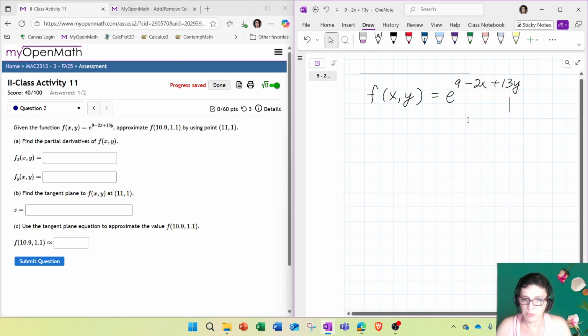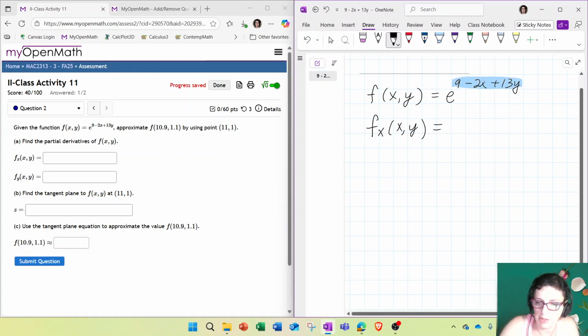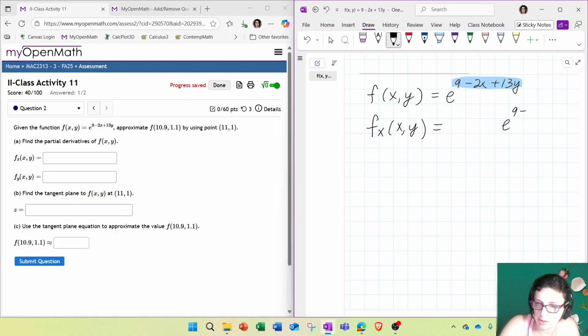The first thing we have to do is find the partial derivative, okay? So we're going to take the partial derivative with respect to x of e to the power 9 minus 2x plus 13y. Now here we have to use the chain rule. So e to the something, how do we take the derivative of e to the something? Well, e to the something is the same e to the something, right? Because e to the x is e to the x. So that will stay the same, whatever that something is. But then you have to multiply by the derivative of that something with respect to x.